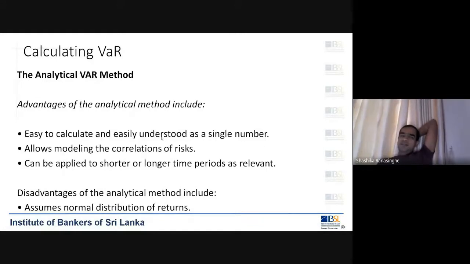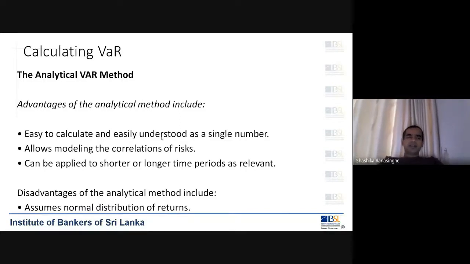Advantages of the analytical VAR method: very easy to calculate and easy to understand. Any donkey can understand and any donkey can explain. It gives a single number, right? It allows modeling the correlations of risk, so you can do it for various correlations. When you change your correlation, your standard deviation will change. It can be applied to shorter or longer time periods as relevant.